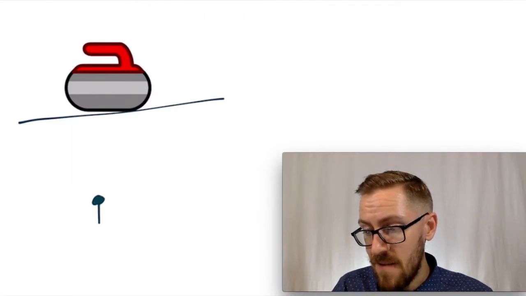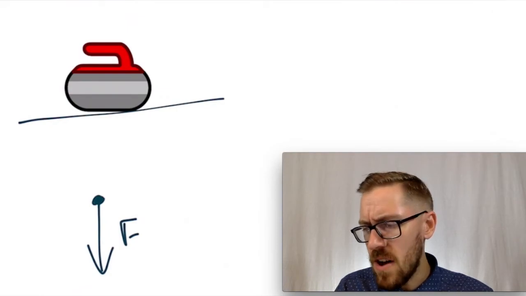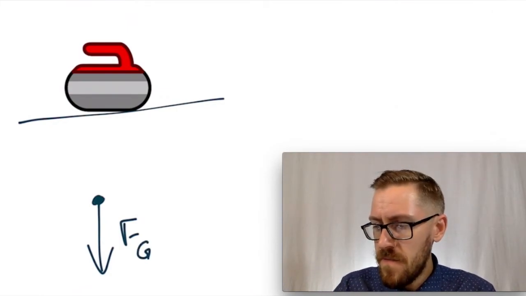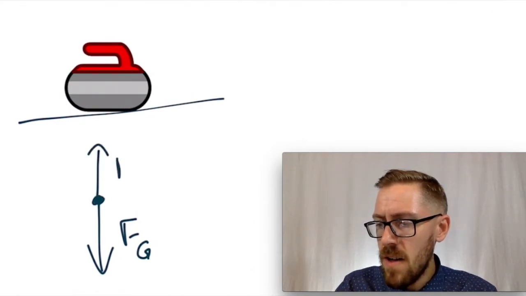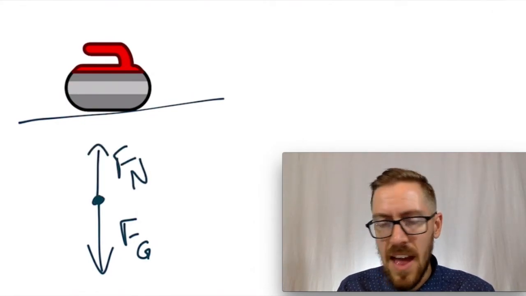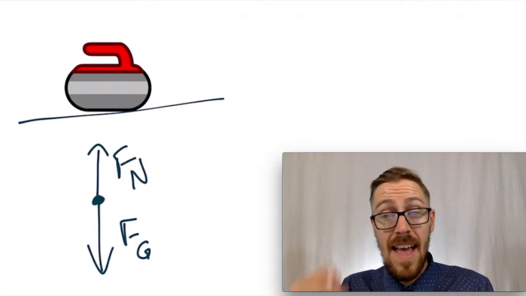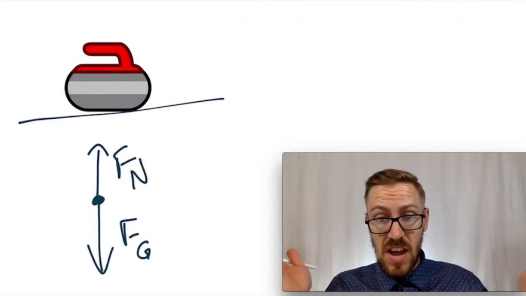So we still have F gravity, which if you want to, you can call it FG, if you're really feeling lazy. Same thing with the upward arrow. If you want to call it FN for normal, okay. Be lazy. Scientists are lazy. That's it. Ta-da, we're done.